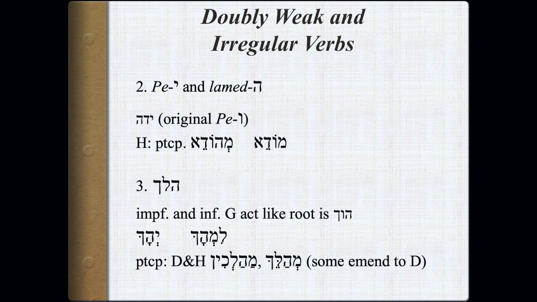Then there are those with an initial yod and a final hey. For example, yada. It's originally a pei vav, one that began with a vav, not a yod.